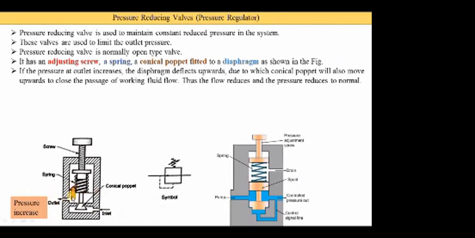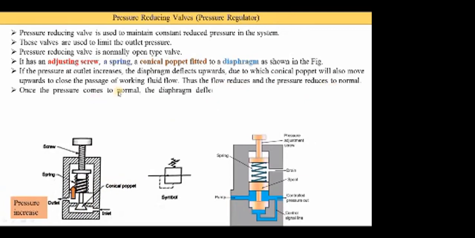When this diaphragm is moving in the upper direction, the conical poppet is also moving in the upper direction, because the conical poppet is connected with the diaphragm. When the conical poppet moves upward, the passage is closed, or the area of the passage is reduced, and when the area of the passage is reduced, the flow is reduced. When the flow is reduced, the pressure is reduced to normal.